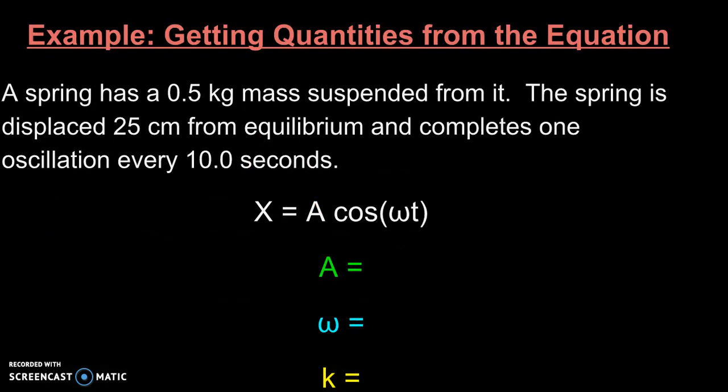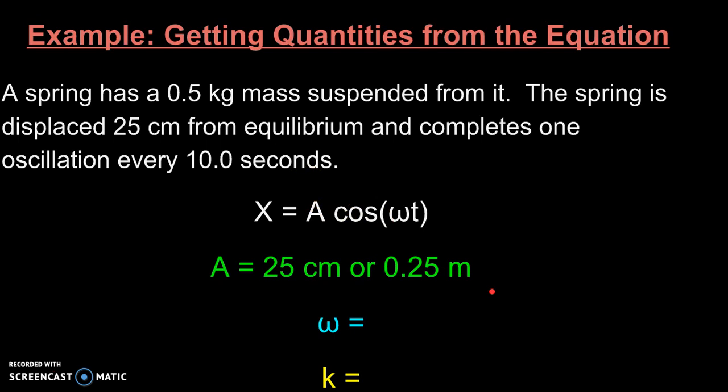All right. So let's do a quick example. We have a spring that has a half kilogram mass attached to it. The spring is displaced 25 centimeters from equilibrium, and completes one oscillation every 10 seconds. So we start with our general equation. There's no offset, so phi is 0. And what's our amplitude? Well, that's maximum displacement. So that's just 25 centimeters or 0.25 meters. Okay, easy enough. You can just read that from the problem.